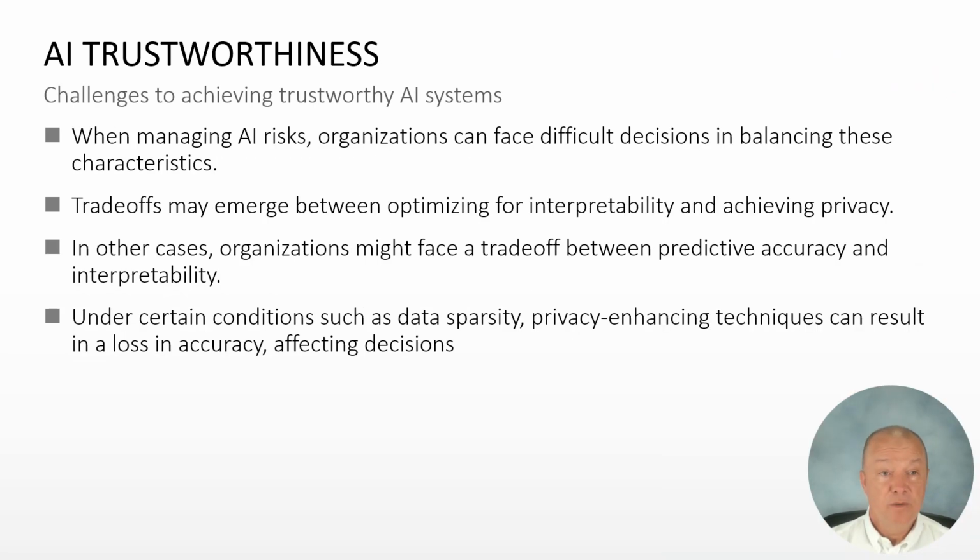And as I explained, when managing AI risk, organizations can face difficult decisions in balancing these characteristics. Trade-offs may emerge between optimizing for interpretability while also still achieving privacy. In other cases, organizations might face a trade-off between predictive accuracy and interpretability. Under certain conditions, such as data sparsity, privacy-enhancing techniques can result in a loss of accuracy, which would negatively affect resulting decisions.